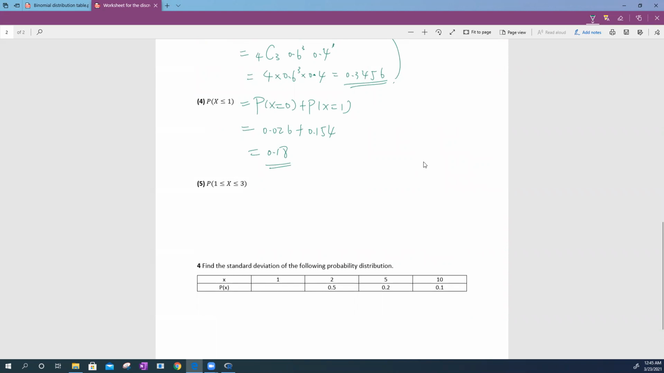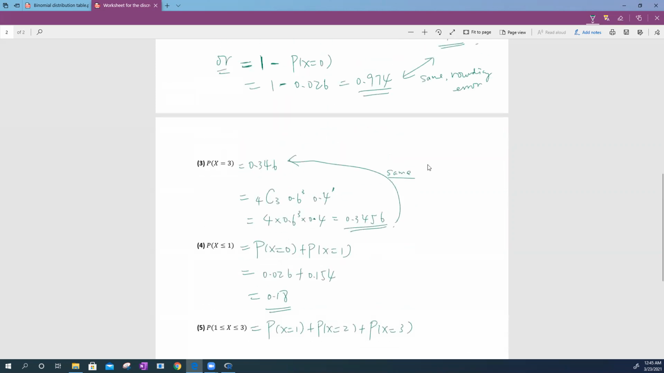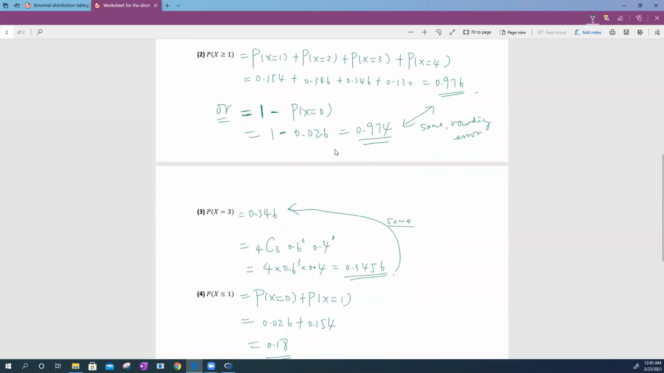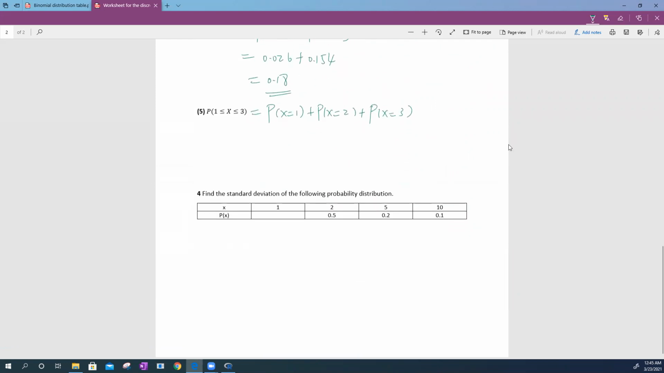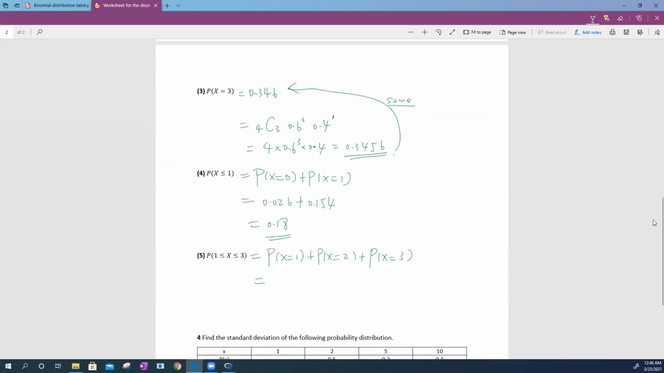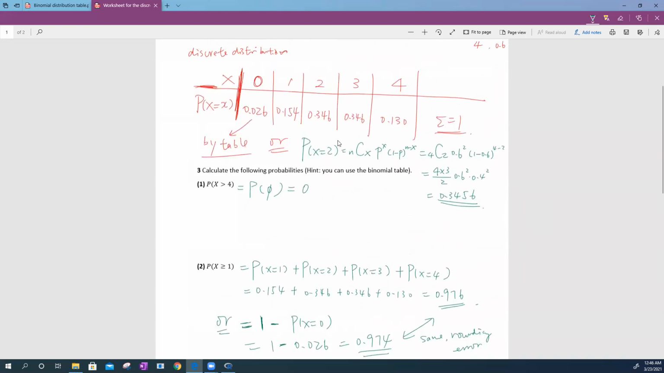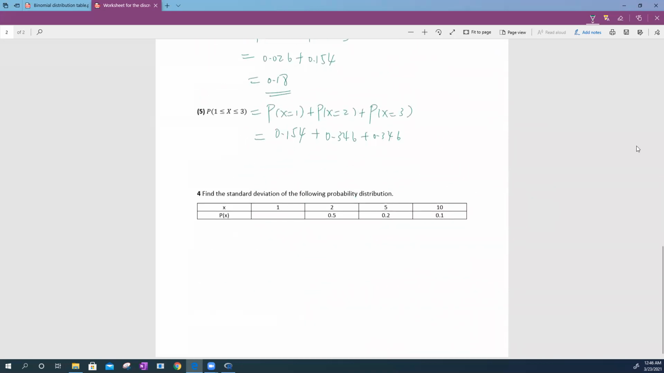Probability of x between 1 and 3. So that's just the probability of x equals 1 plus the probability of x equals 2 plus the probability of x equals 3. So the equal sign here in the inequality is important. So purely more than, that means not include this number, right? And then smaller than or equal to, that means inclusive. So then we just need to find the corresponding probabilities, 0.154 and then 0.346 plus 0.346, right? 0.154. No problem. And then finish the calculation, use the calculator.